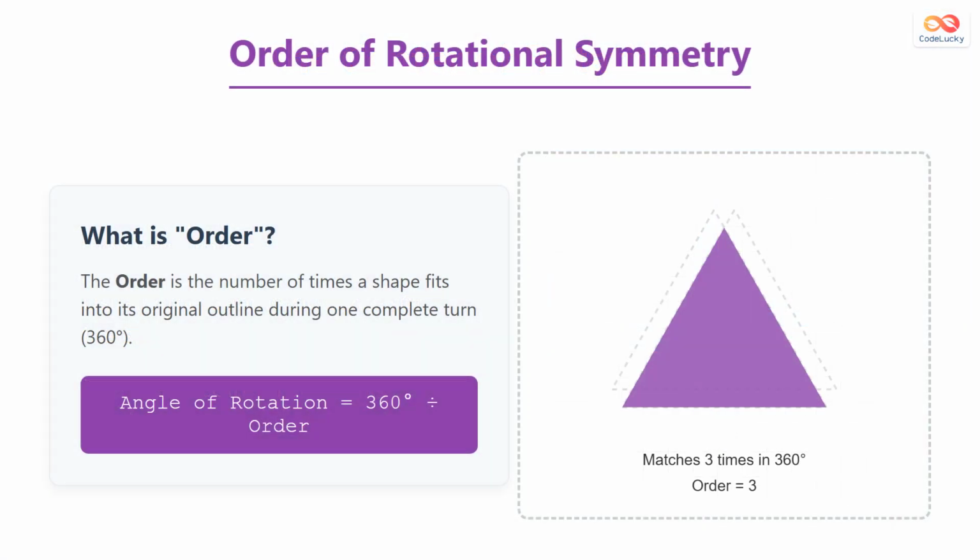Now, let's talk about the order of rotational symmetry. The order is simply the number of times a shape matches its original position during one full 360-degree turn. There is a simple formula connecting them. The angle of rotation equals 360 degrees divided by the order.